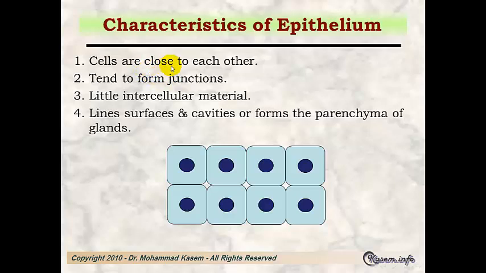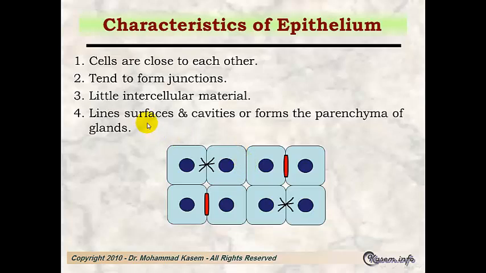Number one, the cells are close to each other, as we see in this diagram. They also tend to form junctions. The junctions are complex structures that bind two cells together. They are also characterized by the presence of little intercellular material. The cells are touching each other, nothing in between.